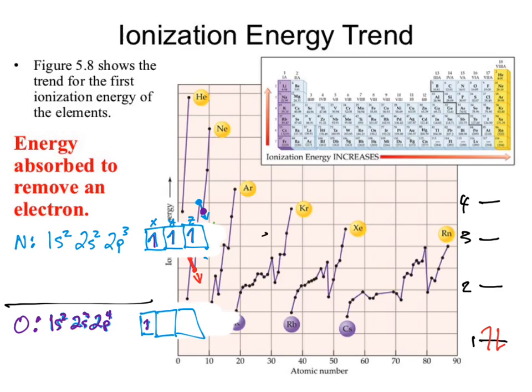2p4. There's 1, 2, 3, 4. Yeah? This is getting hard, Mike. Why are you going into this detail? Here it comes. Ionization energy, what do we do?